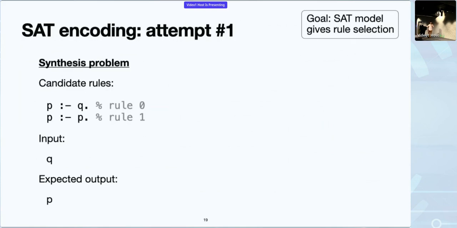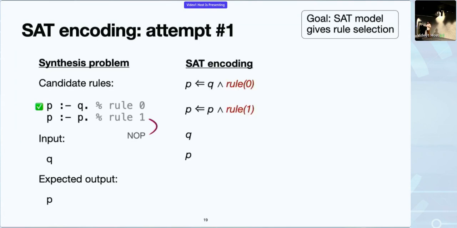So say we have this little synthesis problem. We have two candidate rules, some input Q and expected output P. It has to be that any valid row selection, given the specification, needs to include row 0, because rule 1, from a Datalog perspective, is a no-op. Doesn't do anything.